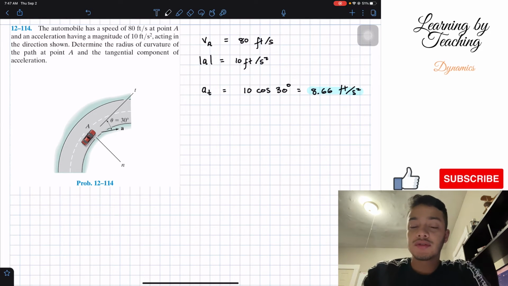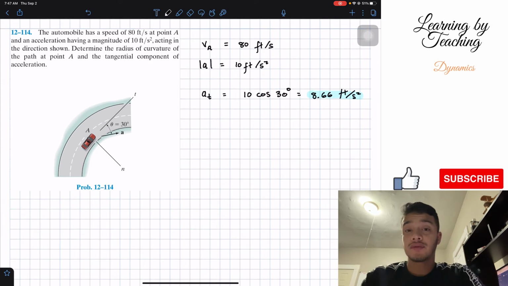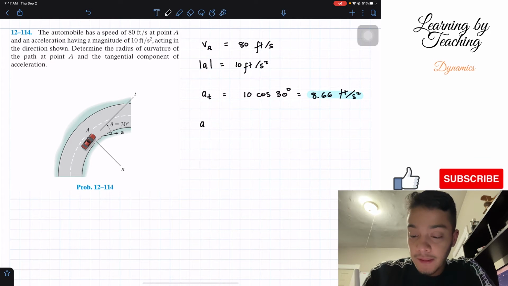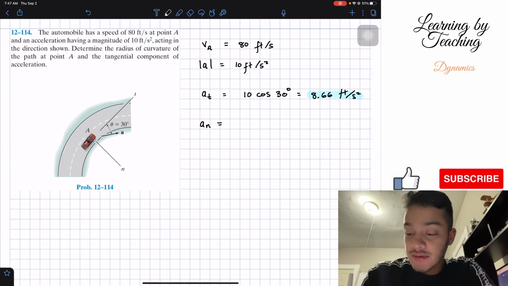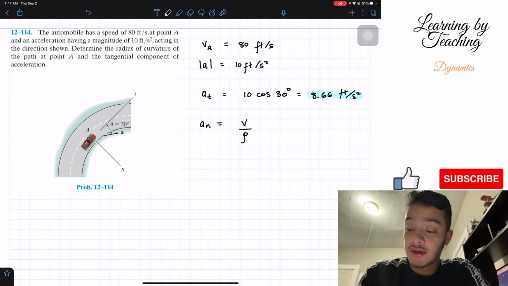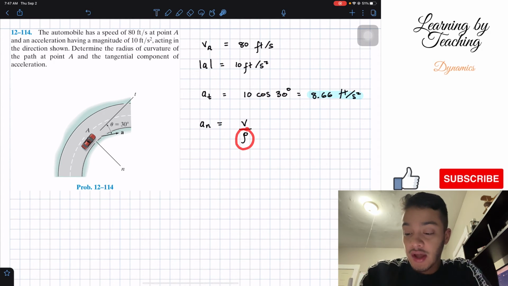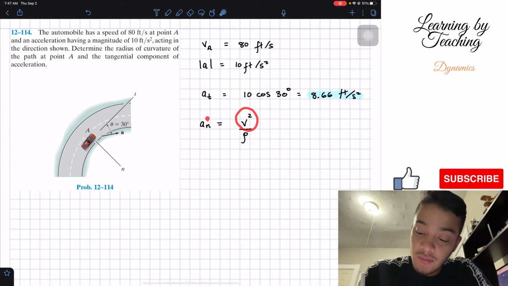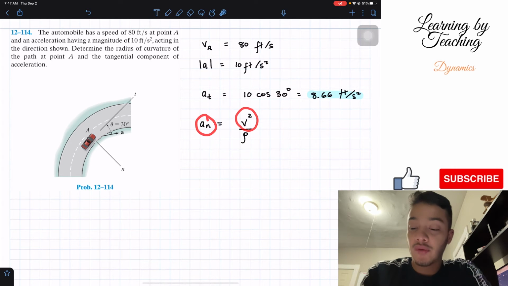Okay, so this should be our first answer for this problem. And then they also want us to determine the radius of curvature. And we can find this radius of curvature because we know that our normal acceleration is equal to our velocity squared divided by our radius, our curvature radius, okay? So all we need to do is solve for our curvature radius, and we will need our velocity squared, and we will also need our normal component.